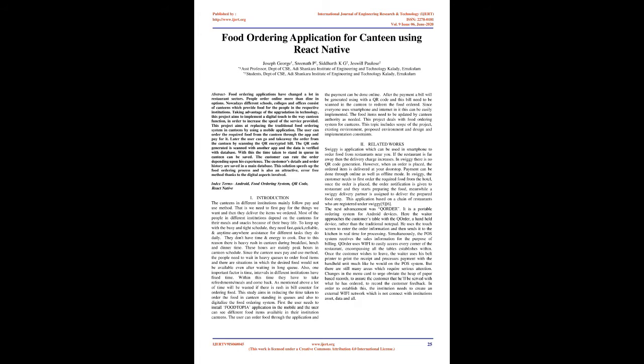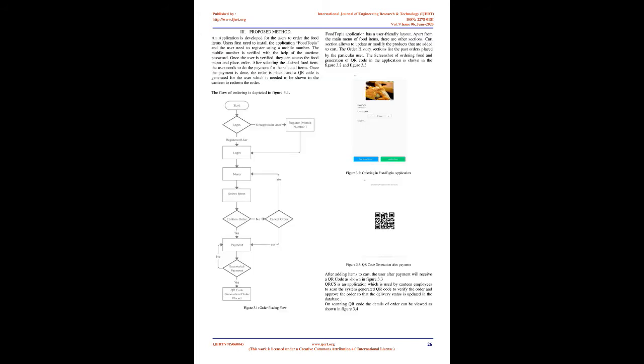2. Related works. Swiggy is an application which can be used on a smartphone to order food from restaurants near you. If the restaurant is far away, then the delivery charge increases. In Swiggy there is no QR code generation. However, when an order is placed, the ordered item is delivered at your doorstep. Payment can be done through online as well as offline mode.